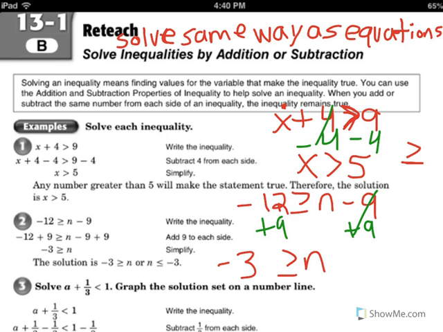You could have done that also as 9 minus 12. That will also give you your negative 3. So we found out that negative 3 is greater than or equal to n. Now, that is true. That is your answer.